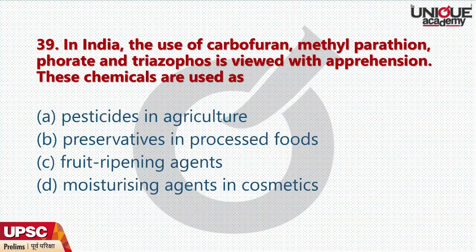Coming to question number 39. Now, in India, the use of carbofuran, methyl parathion, phorate, and triazophos is viewed with apprehension. These chemicals are used as... So basically, the Anupam Verma committee was set up to review the use of 66 pesticides that have been barred or restricted for use in farming in other countries. So when the committee finally reviewed all the pesticides in question, they came up with another list wherein triazophos was also a part of it and carbofuran was also a part of it. So basically these are pesticides used in agriculture, a very obvious thing.